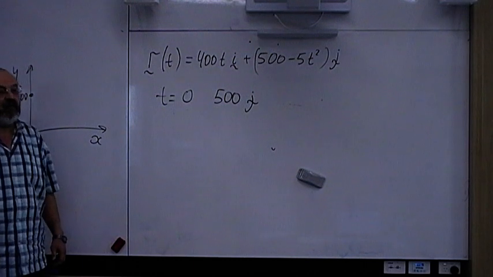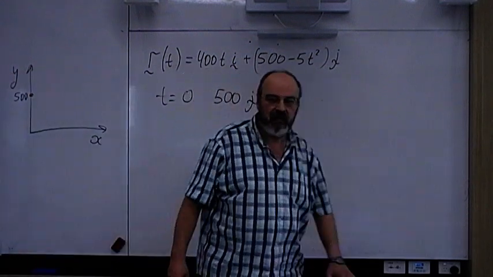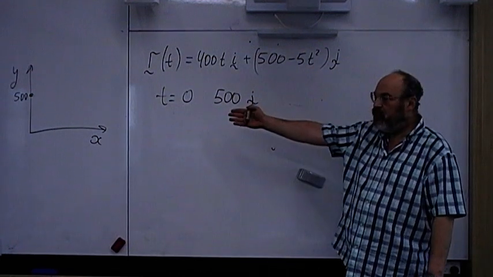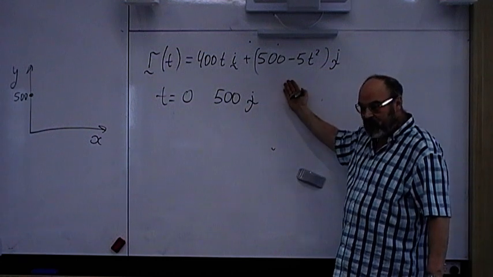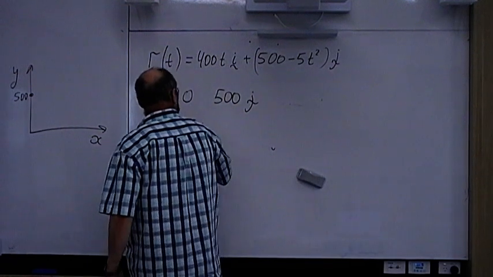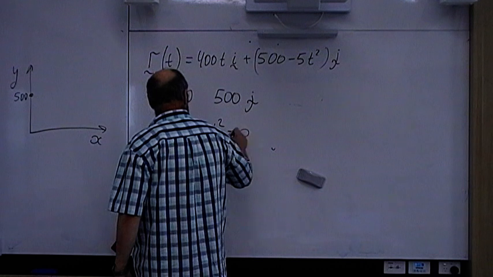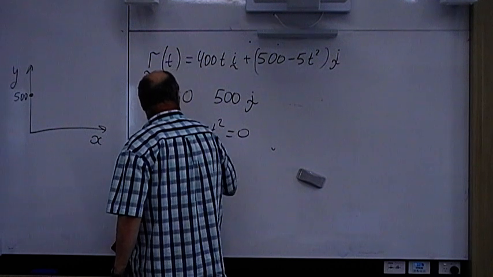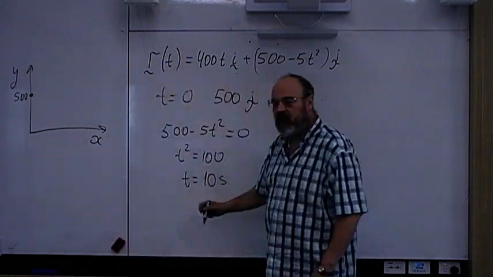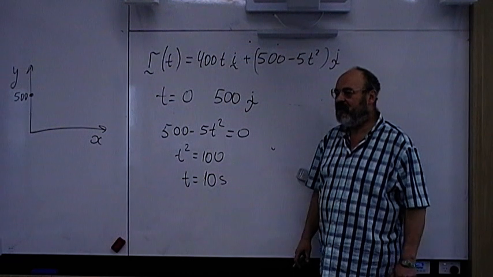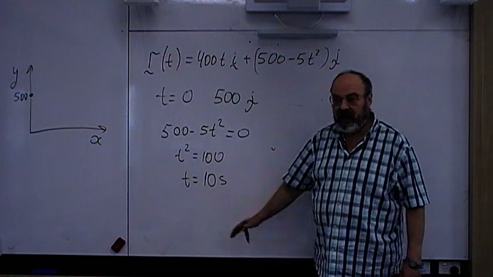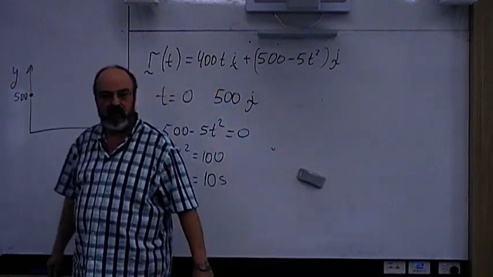Now, to find the time when it hits the ground, the y position is 0. So we need to solve 500 minus 5t squared equals 0. So you get t squared equals 100, t equals 10 seconds. Why do I take only positive 10? Because time is always positive. So it will take 10 seconds to hit the ground.